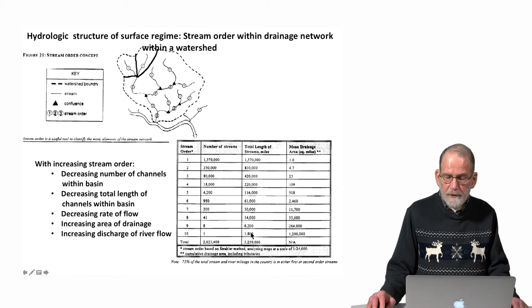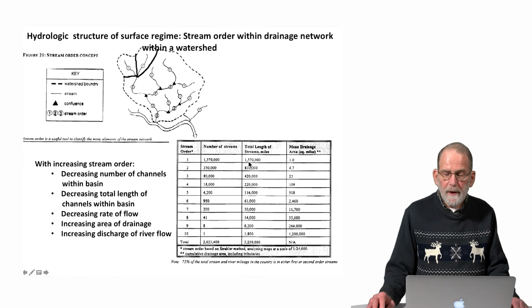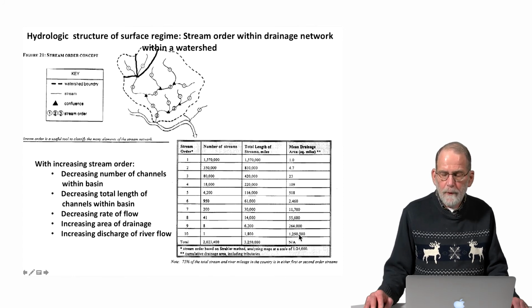The 10th order channel, which is the very main stem of the Mississippi River, has a length of 1,800 miles, but the combined length of all 1.5 million first order stream channels is much greater than the actual length of the single 10th order channel. The drainage area also increases proportionally, whereas a first order stream might only drain one acre, the 10th order channel drains over 1.2 million acres of land.